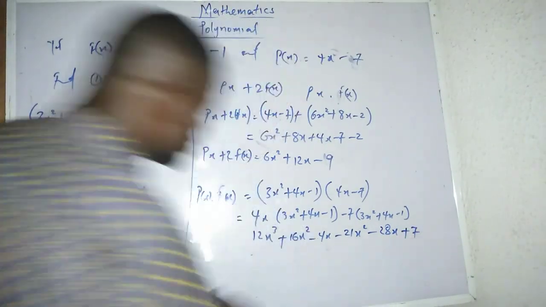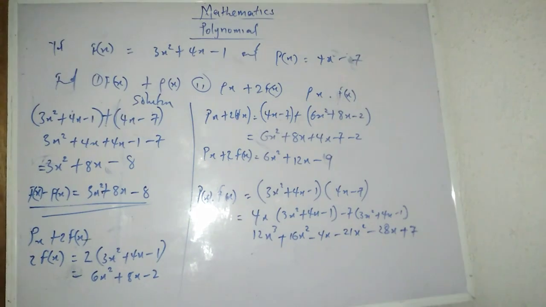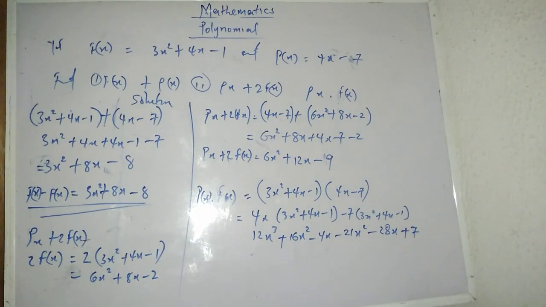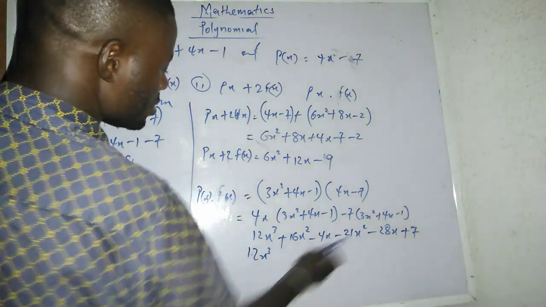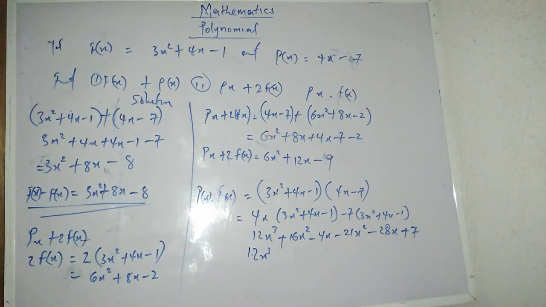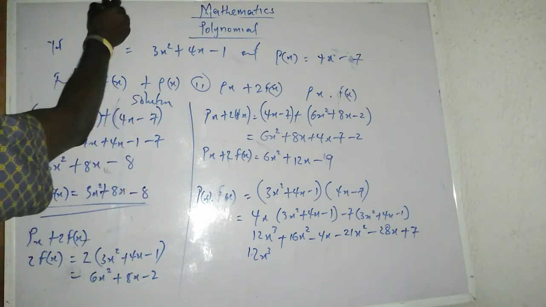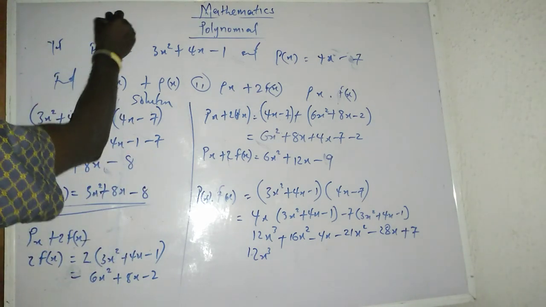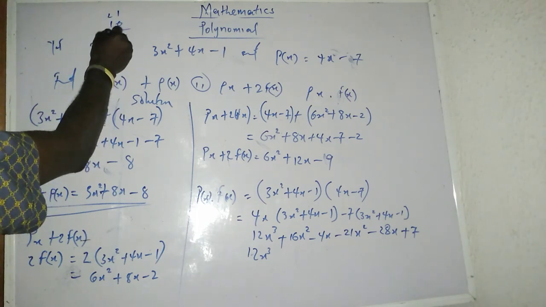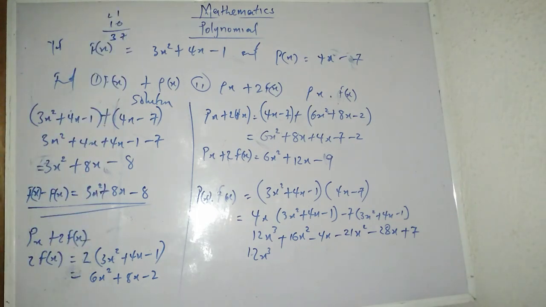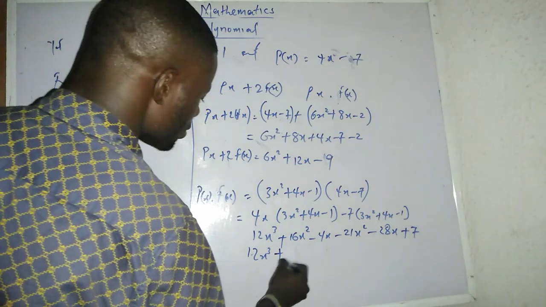plus 7. Now, by so doing this, I can just collect my like terms, which this, I have 12x cubed, this and this, 21 and 16, 21 plus 16, which I have 37.